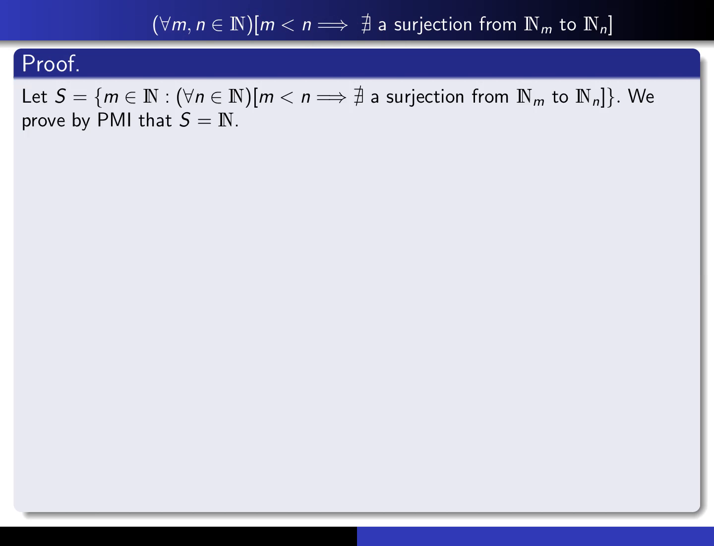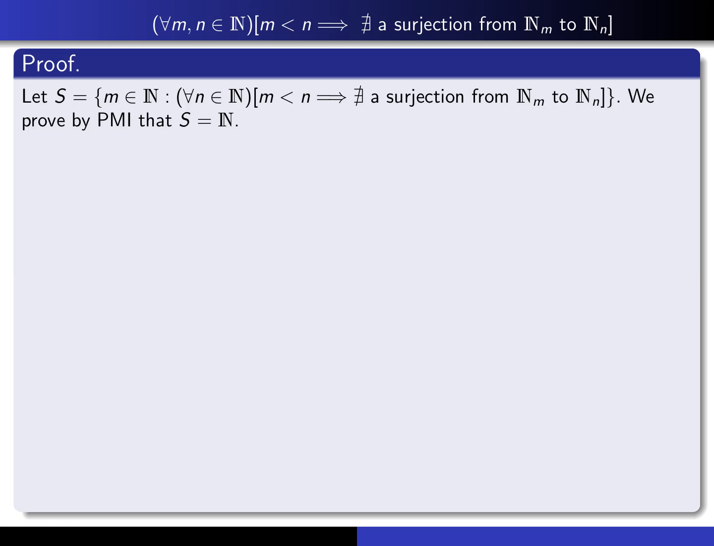Well, I said that I was doing the induction on m, so that means we should take S to be the set of all m such that the remaining part of this statement is true for every n in the natural numbers. So in other words, it's the set of all m such that for all natural numbers n, if n is bigger than m, then there does not exist a surjection from N sub m to N sub n.